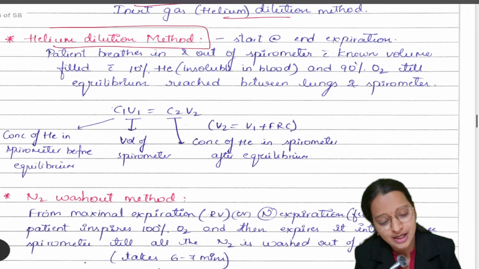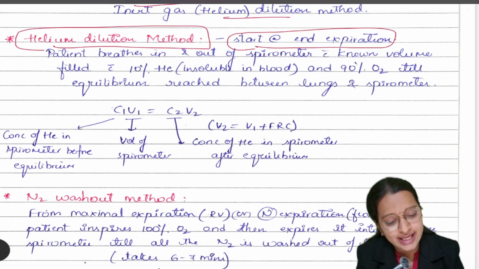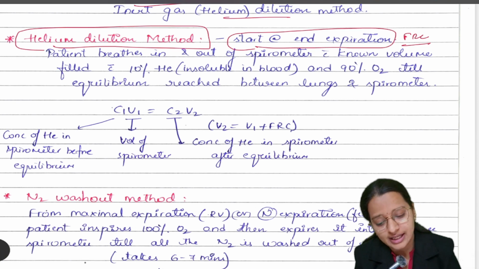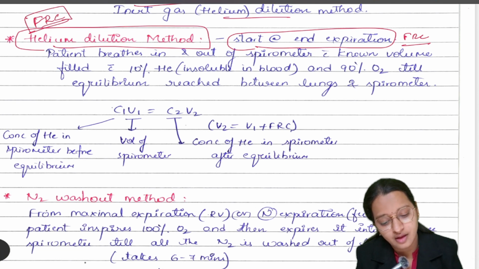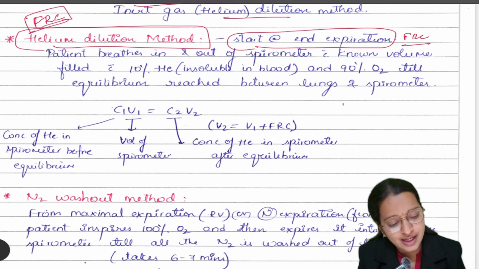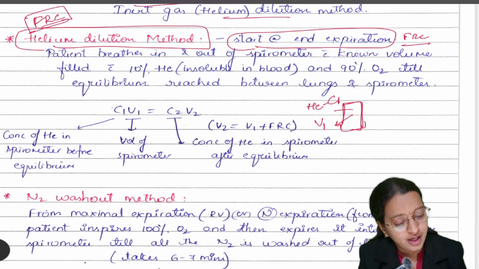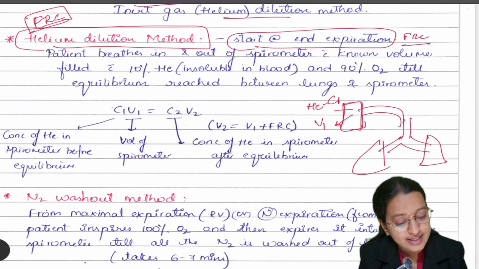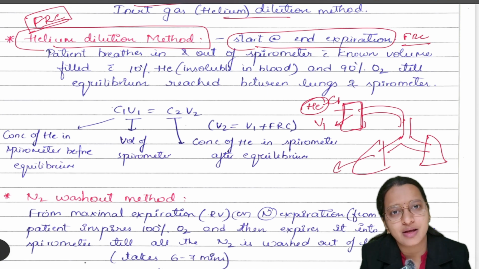First, helium dilution method, that will start at end expiration. So that would be our FRC, right? We are calculating FRC now. So the patient breathes in and out of a spirometer, which is having a known concentration of helium, which is C1. And the spirometer, we know the volume of spirometer, which is V1. Now the patient inhales and exhales through the spirometer. This helium won't get diffused from lungs. So it will go inside and come out, right?